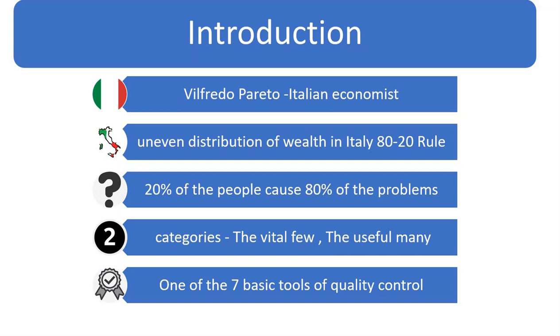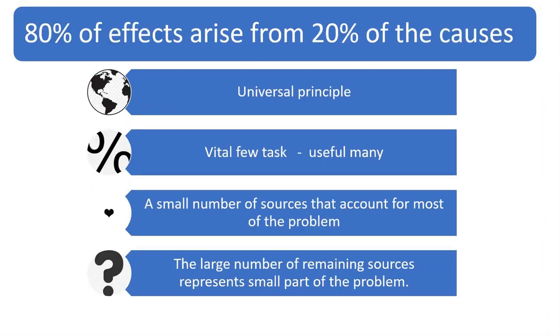So this Pareto principle has two categories, which we will discuss in the example: the vital few factors and the useful many factors. As I mentioned before, this is one of the 7 basic tools of quality control. 80% of effects arise from 20% of the causes. This is the universal Pareto principle.